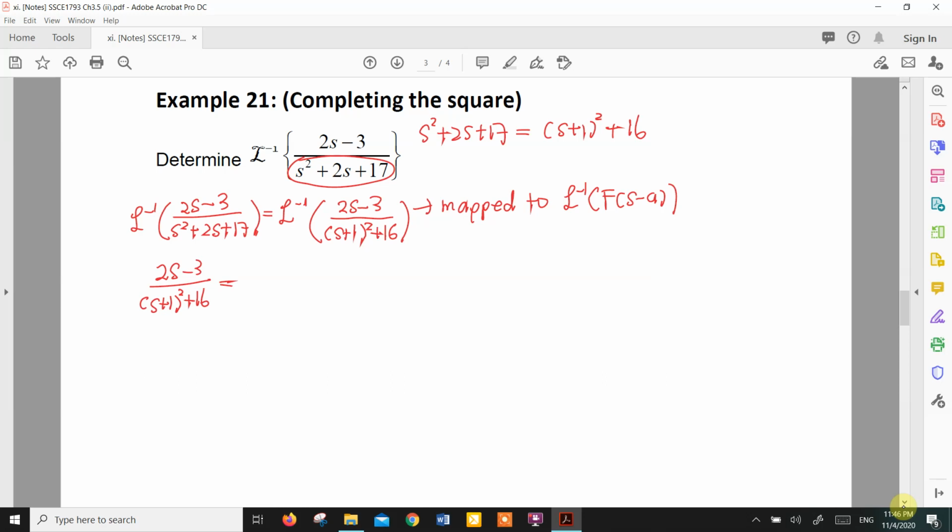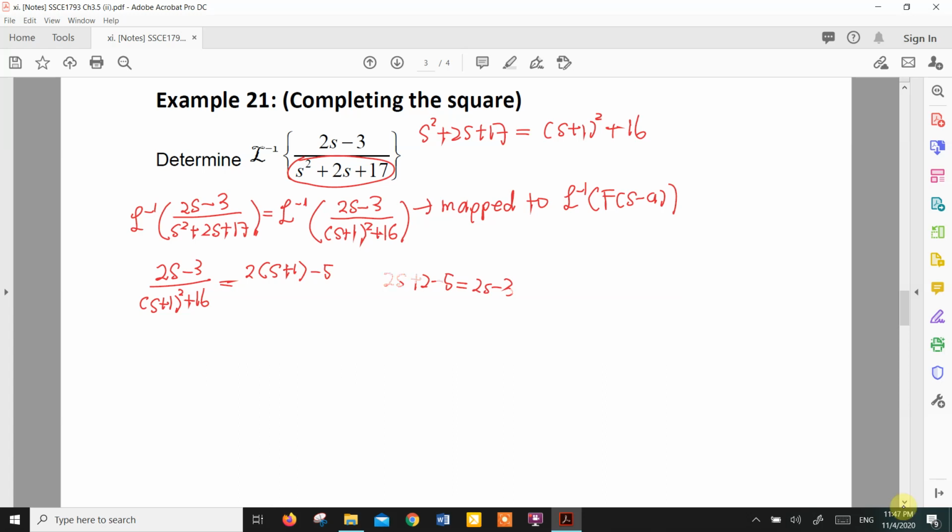now I want to do a rearrangement at the numerator. I take out 2 and then the bracket (s plus 1), because I want to have the same s plus 1 as the denominator. So what should I put at the back here? I have 2s plus 2 now, so how do I get minus 3? I have to put minus 5. When I have 2s plus 2 minus 5, then I get 2s minus 3, the same as this one.